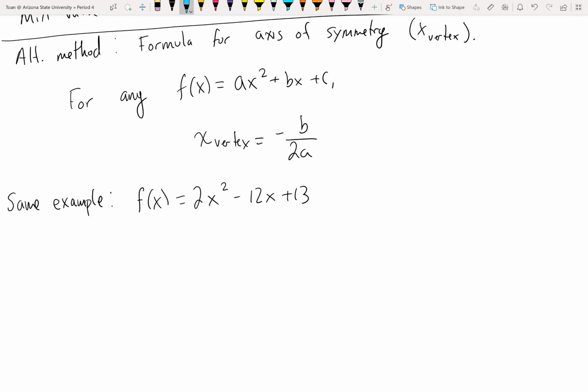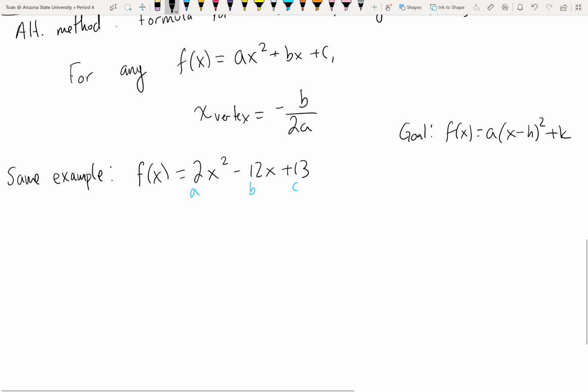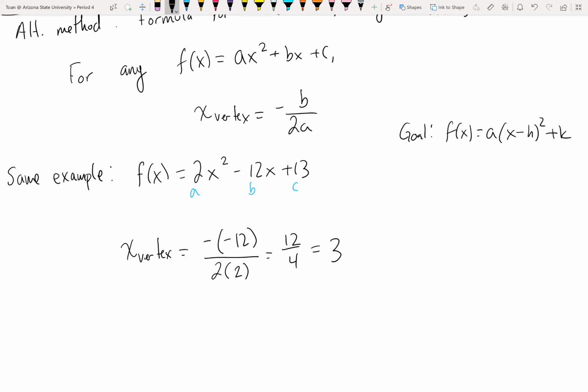Well, it's in standard form. So know that this is A, B, and C. I want vertex form. So remember that our goal is x minus h squared plus k. That's our goal there. Well, notice that h and k are my vertex. Hey, I have a formula for the x-coordinate of the vertex. Let's go ahead and use it. So the x-coordinate of your vertex is equal to negative b, which is negative 12, over 2a. So do some math. Negative of negative 12 is a positive 12 over 4. That gives you a 3.